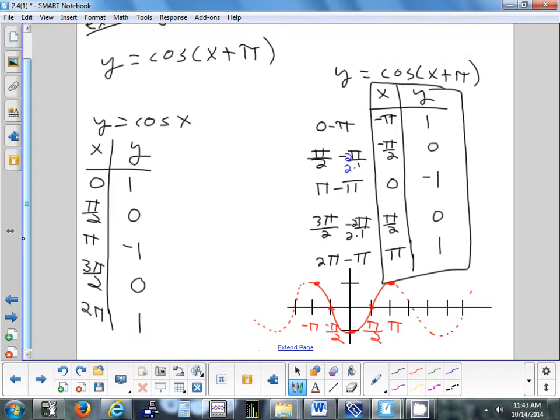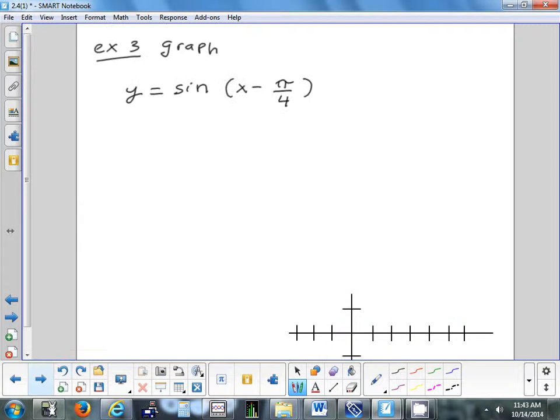On this one, I didn't draw the original, but the original would be more like this. Should have used a different color, but it's been shifted to the left. I'll have you draw the original and the new one on separate graphs so it doesn't look confusing.